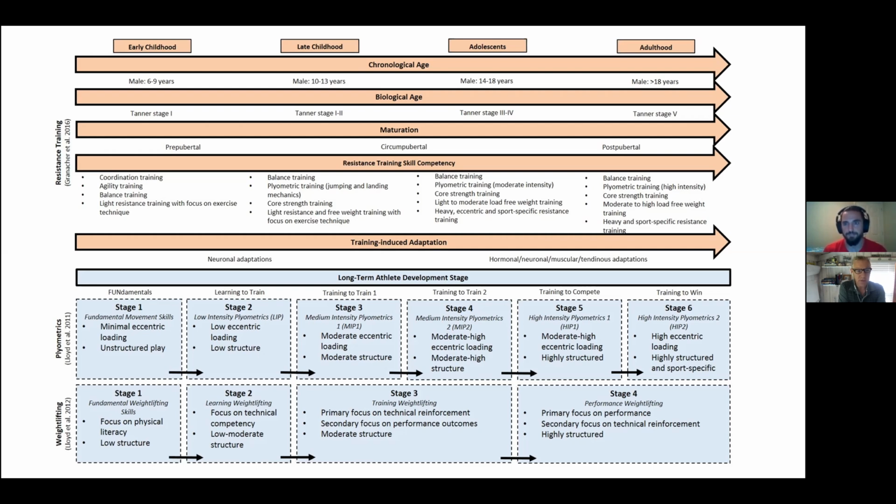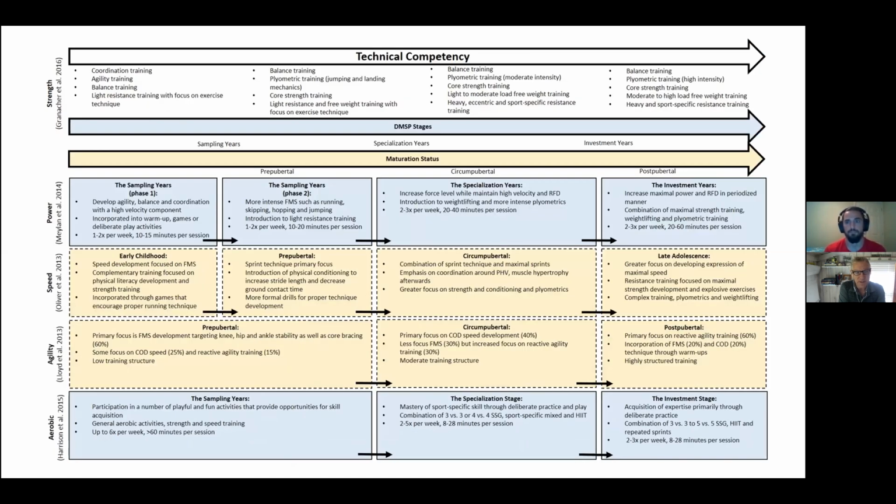Good, thanks for that clarification and insight. Let's move from strength training or resistance training into some of the movement qualities, speed, agility, and then also aerobic fitness or conditioning.